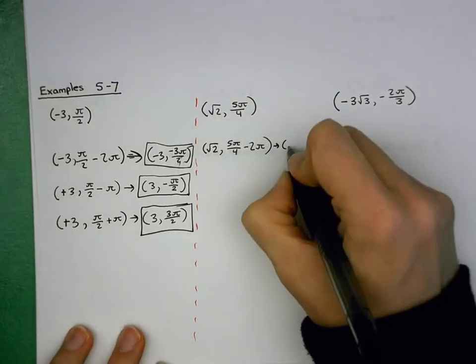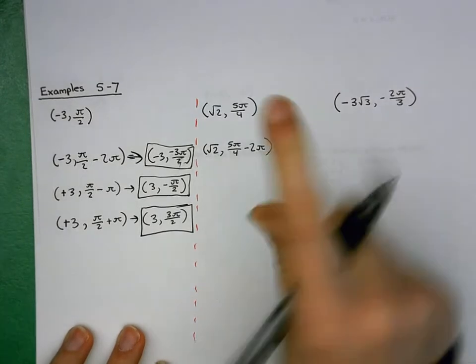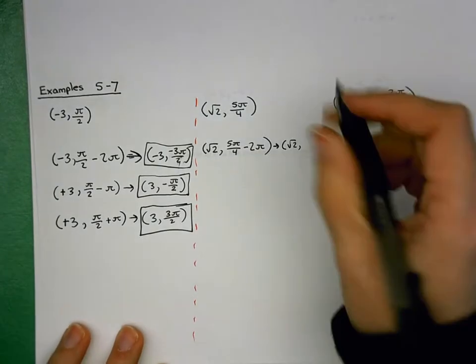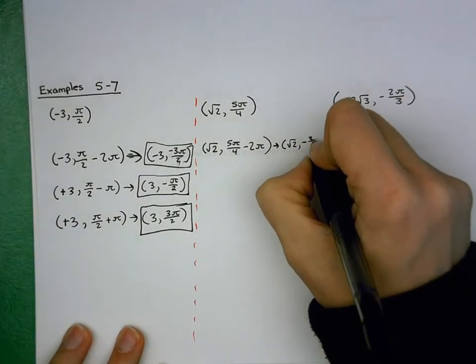which is my r of root 2. 5 pi over 4 minus 2 pi is 5 pi over 4 minus 8 pi over 4, which is negative 3 pi over 4.